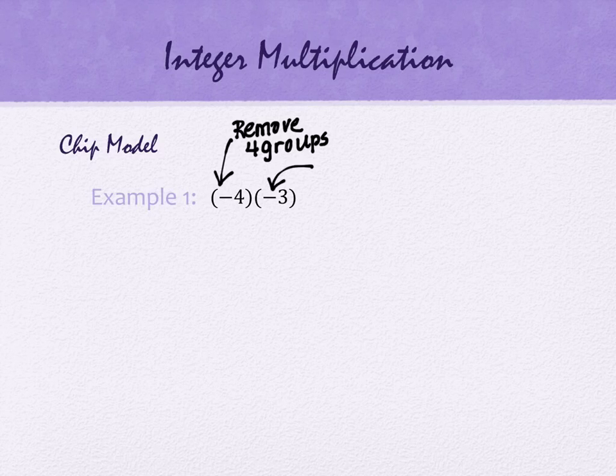And this one right here, -3, is of 3, in this case, since we're doing the chip model, it'd be the red chips. Why is it red chips? Because it's negative. Okay, red chips are negative, black chips are positive. Speaking of which, I need to get my red chips and my black chips back on there.